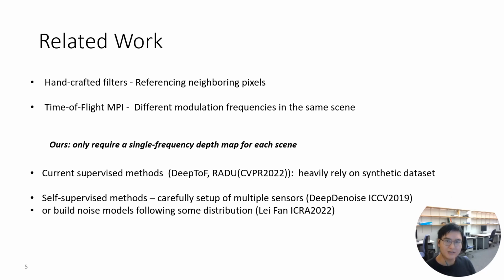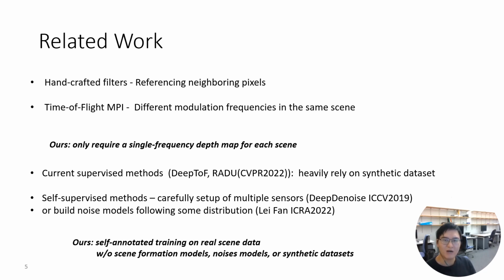Moreover, current self-supervised methods require a set of multiple sensors placed in carefully pre-computed different positions, or need to build noise models by assuming the noise follows some random distribution around normal points, which always leads to low availability when processing real scenes. In contrast to these methods, our method operates in a self-annotated manner, directly on real scene data without relying on complex scene formation models, specific noise models, or synthetic datasets.